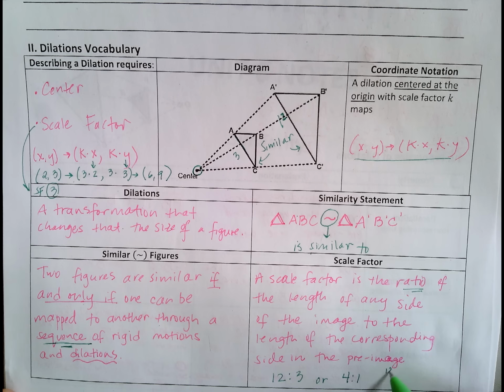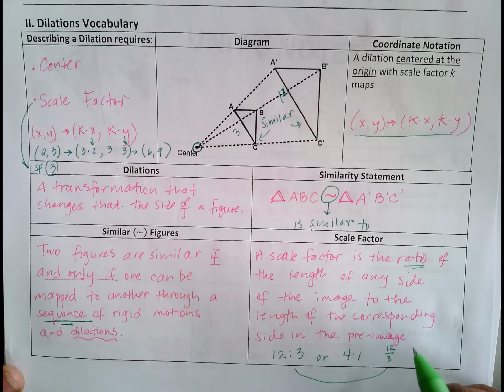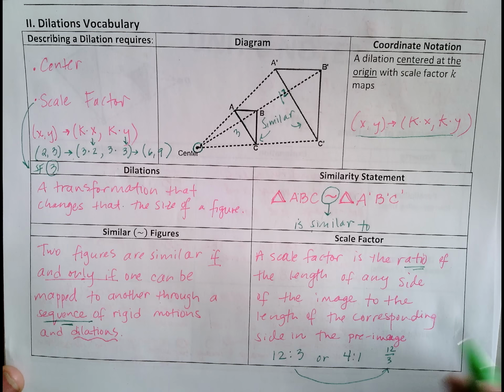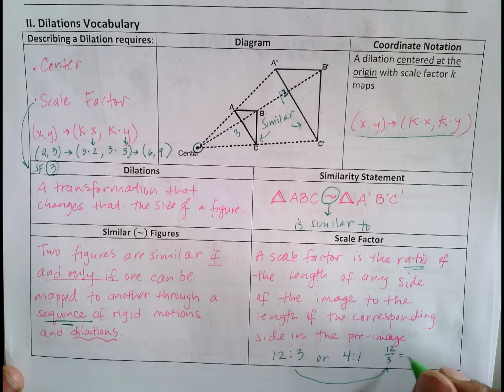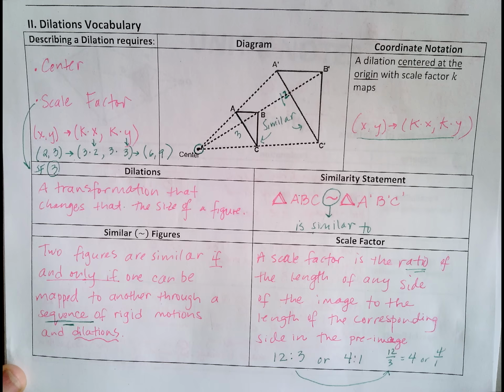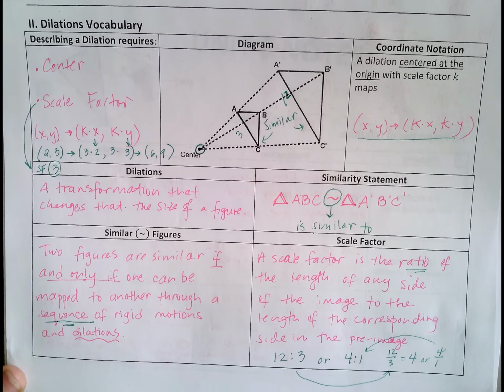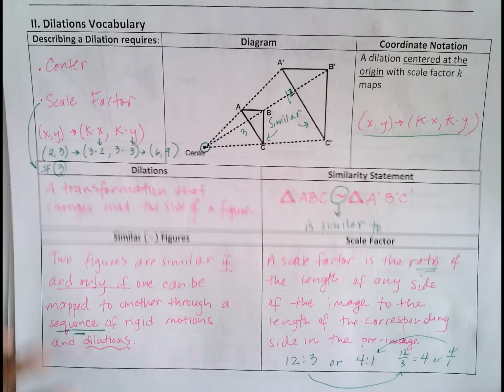Why can I say 4 to 1? Because I can turn this into a ratio, same thing. And then I would get 4, or 4 over 1, okay, which is the same as this. All right. On to the next page.